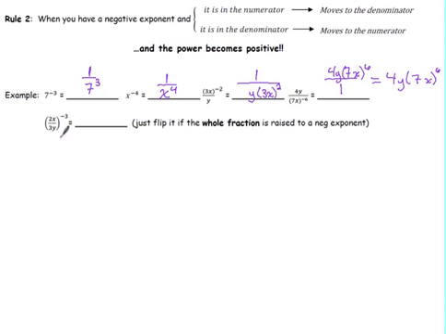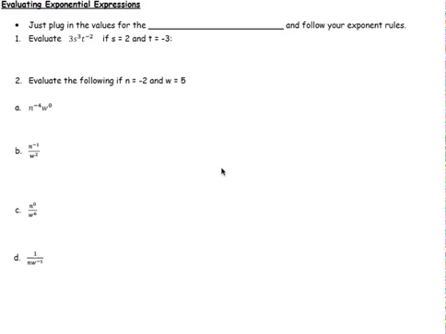Well, let's say this time I have an entire fraction that's raised to a negative power. So really that's saying that 2x needs to move down and that 3y needs to come up. So I'm just going to flip the whole thing. So my 2x will move down, my 3y will move up, it stays in parentheses, but my 3 is now a positive 3.